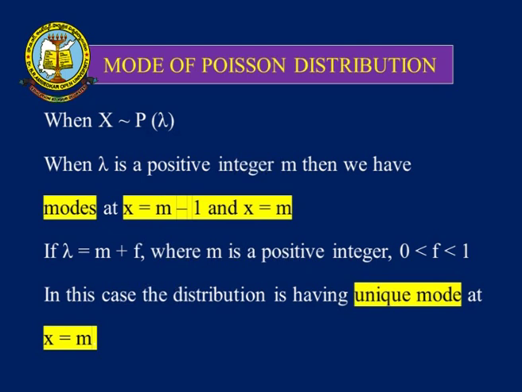So, there are two cases. If lambda is a positive integer, the mode is represented by x is equal to m minus 1 and x is equal to m. If lambda is not a positive integer, then lambda is equal to m plus f, where m is a positive integer and f lies between 0 and 1. In that case, the distribution has a unique mode at x is equal to m.